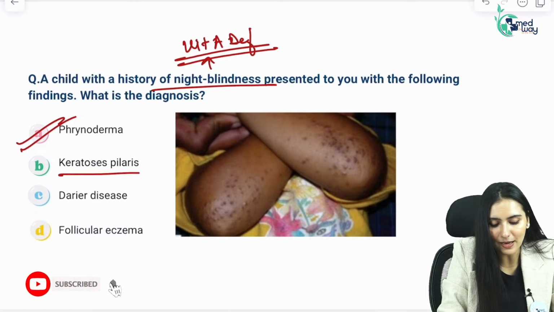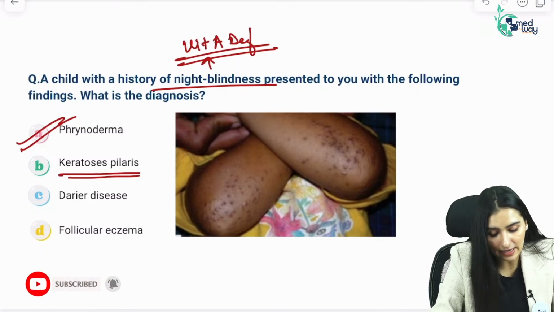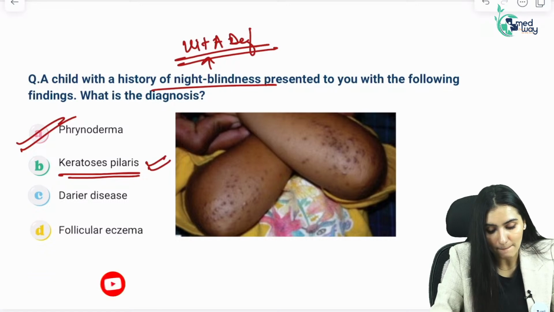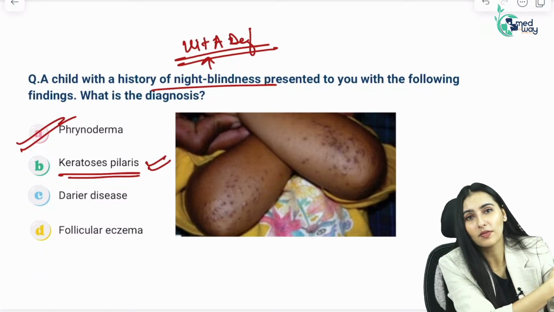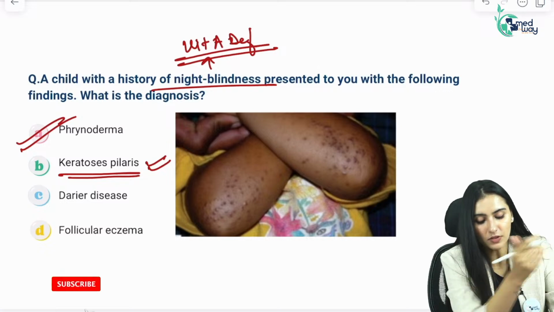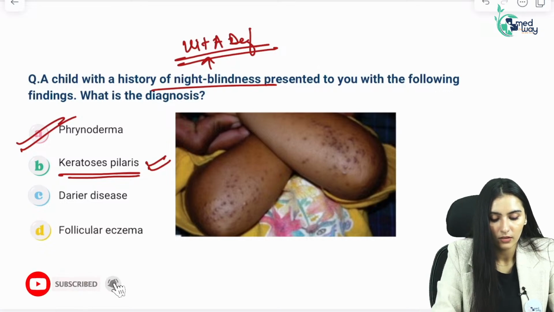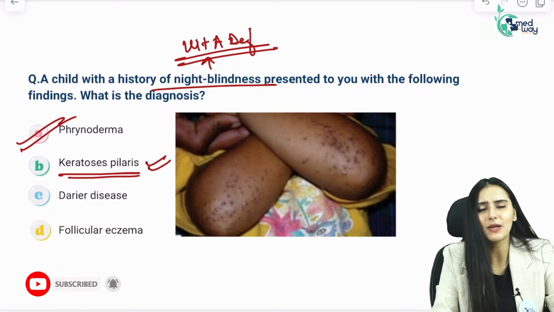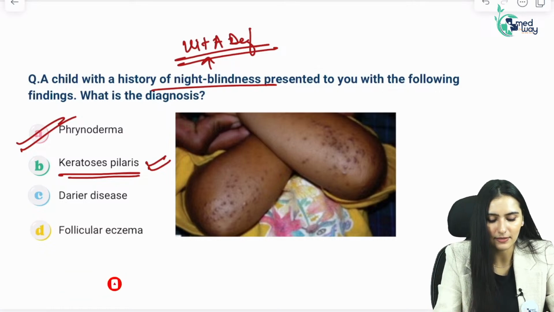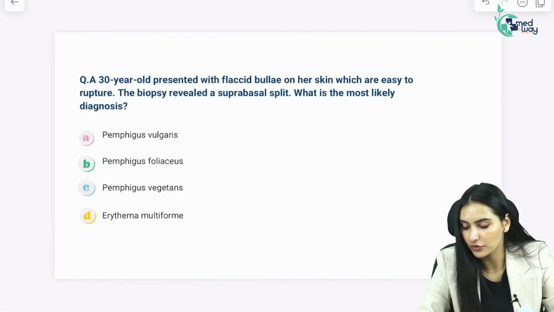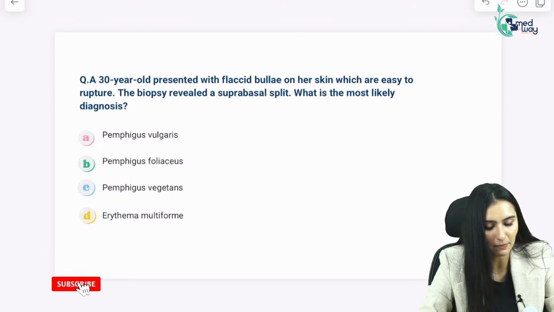Could have been keratosis pilaris. It can come on the elbows, but it will also present on the back of the forearms. And keratosis pilaris will have absolutely nothing to do with night blindness. Okay? A very simple question. Phrenoderma, yeah, people have answered.